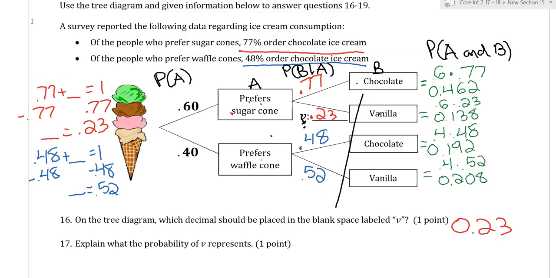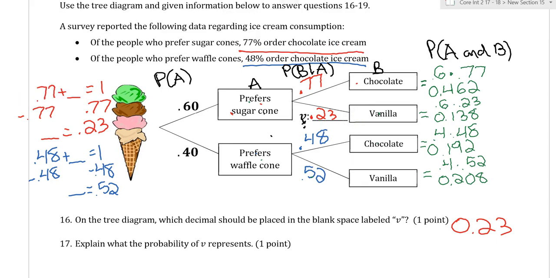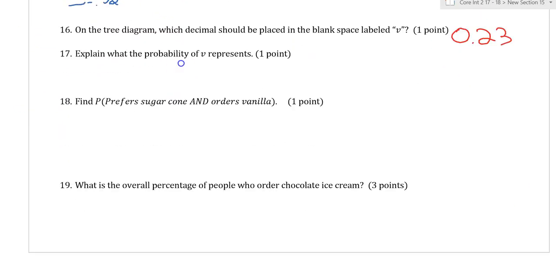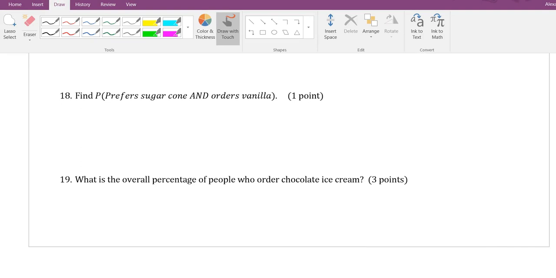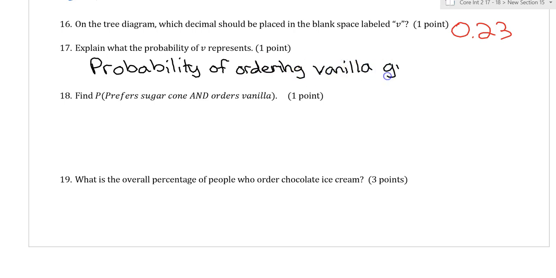Okay, so it's B, then A. Read them backwards. So it's the probability of ordering vanilla, given they prefer sugar cones.